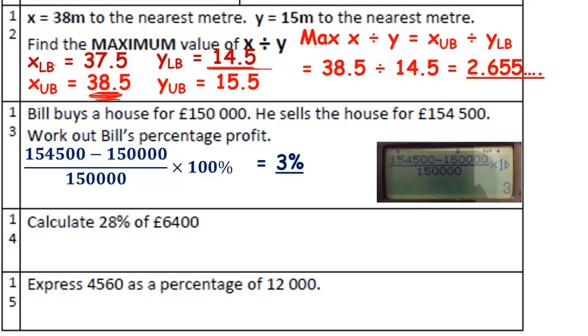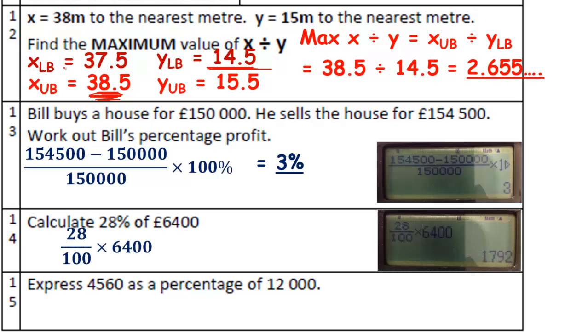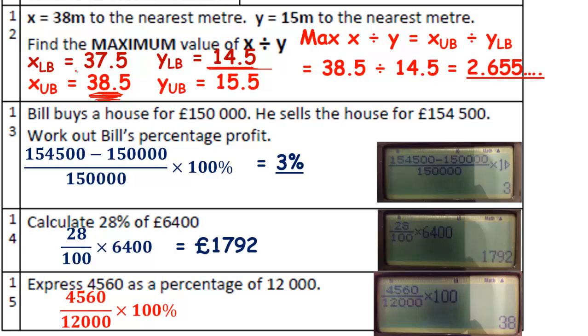Question 14, calculate 28%, so that's 28 over 100. Of means times 6,400. Stick this onto your calculator and you should be able to work out your answer of 1,792. Question 15, express 4,560 as a percentage of 12,000. Should be pretty okay at this. Write it as a fraction, times it by 100, put it onto your calculator, and my answer is 38%.